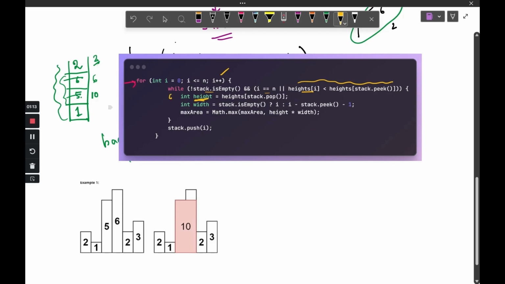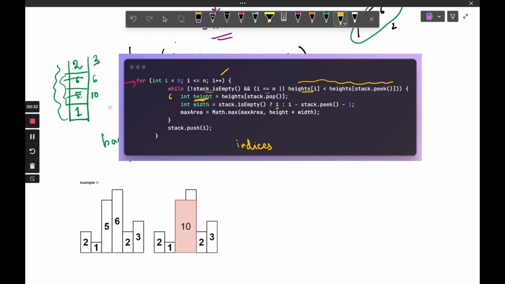My width, how am I calculating the width? Of course, if the stack is empty, it is going to be the ith value itself. And if it is not, it is I minus stack dot peek minus 1. Now remember, what we add to the stack are the indices. I just showed the values to make it more understandable, but actually we are storing the indices in the stack. So whenever we take a value out of the stack, we use it as an array index.